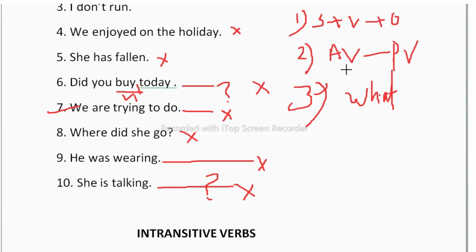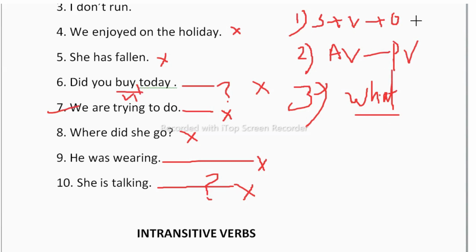The second trick is you have to change the given sentence from active to passive. So, "She has fallen." We cannot change this sentence to passive voice, so that must be an intransitive sentence. And one more thing, you have to ask the question after the verb: what? Did you buy what? If you're getting an answer, like I bought fruit or vegetables, then that must be transitive. But for "Did you buy what?" you're not getting any answer because the object is not here, so that must be an intransitive verb.